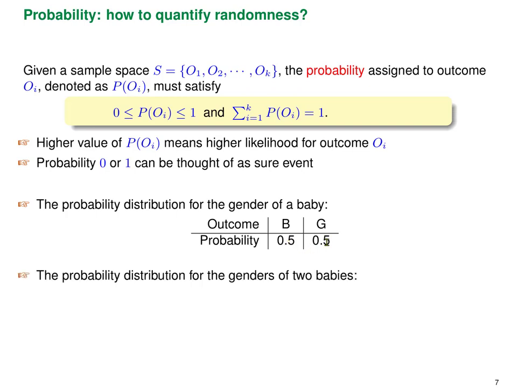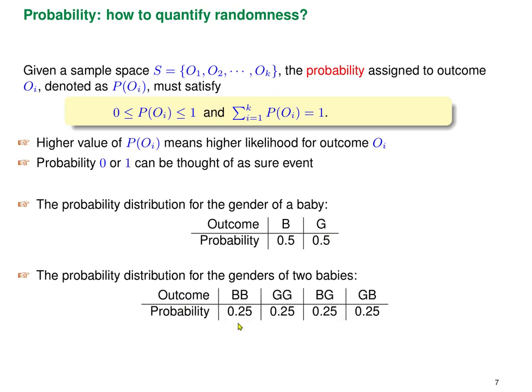She had a friend who also got pregnant around the same time. So the genders of 2 babies have 4 possibilities. Both are boys, both are girls. Ours is a boy and theirs is a girl, and ours is a girl and theirs is a boy. Each one of these 4 outcomes will occur with equal likelihood, and hence with a probability 1 over 4.